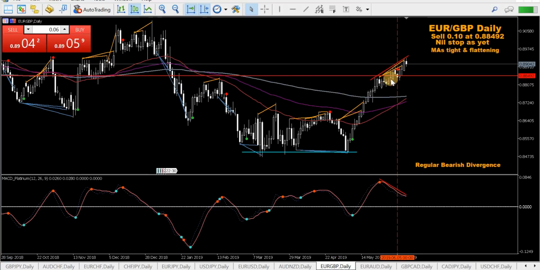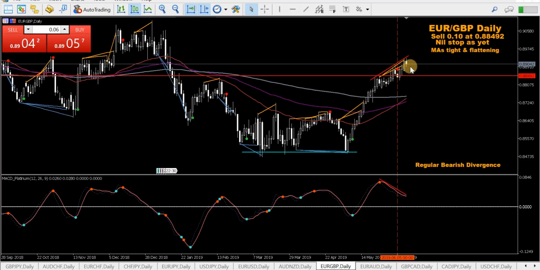Euro pound in a sell here, in a little bit of pain. Didn't have a stop in place. Going to work my way out of it. Still getting divergence, regular bearish divergence. Price is still going up, MACD still going down. Something has to give somewhere. And that's what I'm relying on.